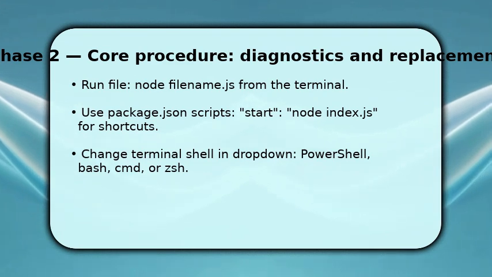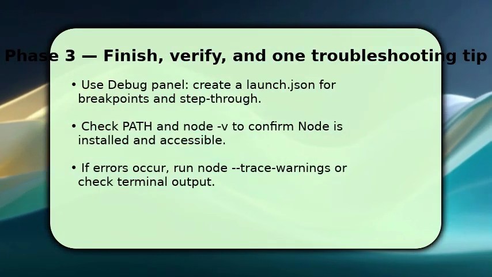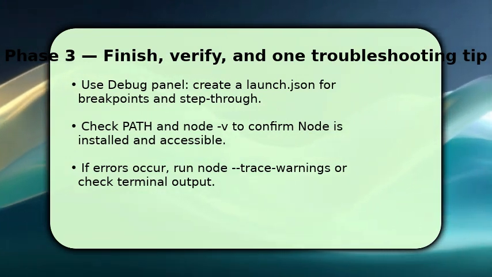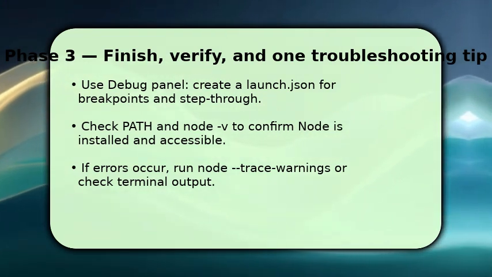To debug, open the Run and Debug panel, add a Node.js launch configuration, set breakpoints, and press F5. This lets you step through code and inspect variables.